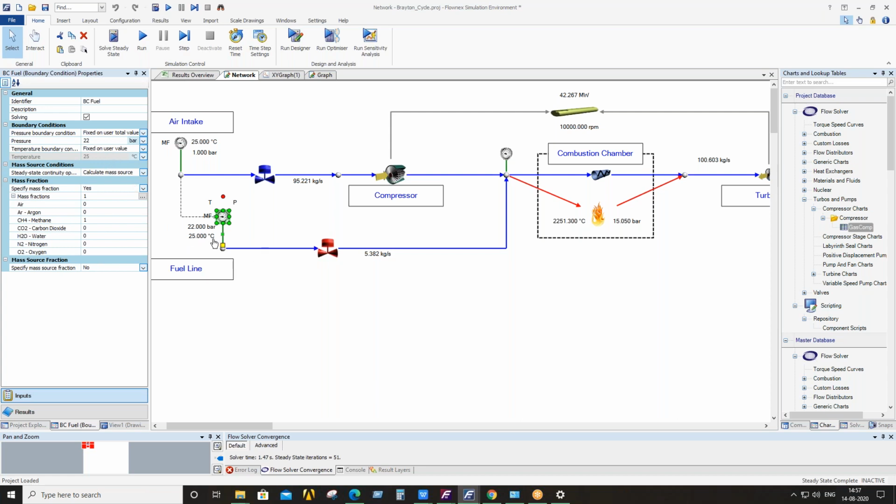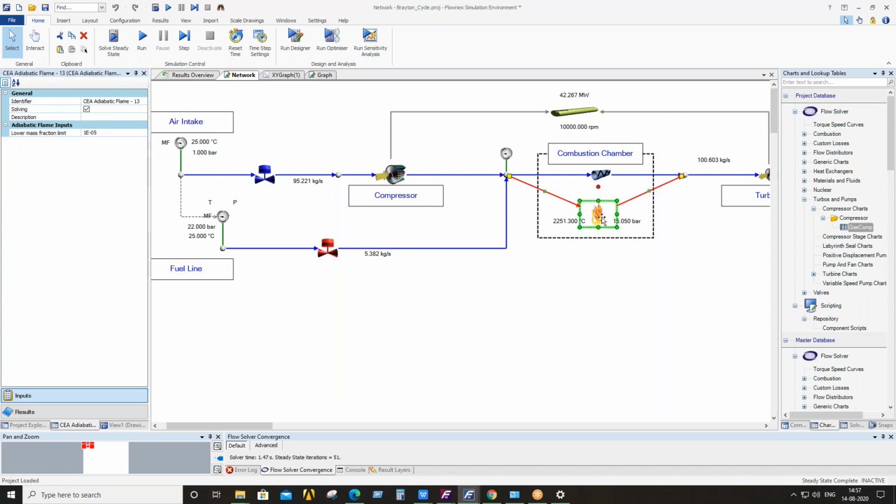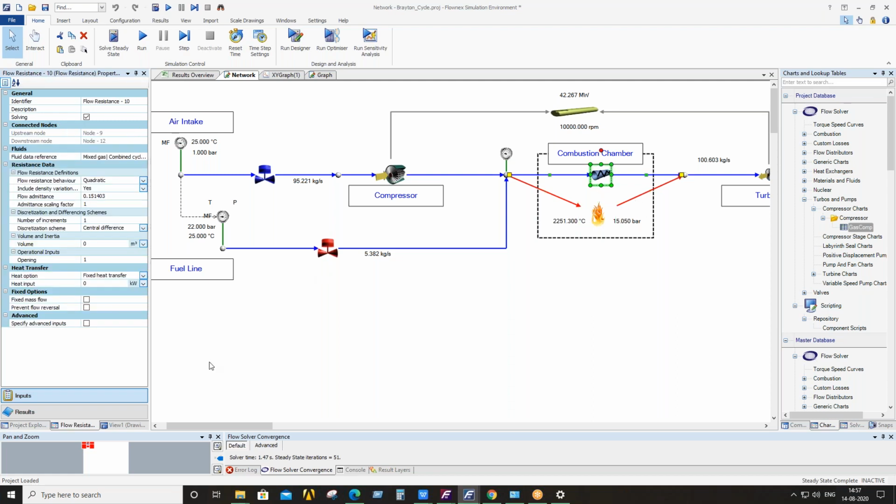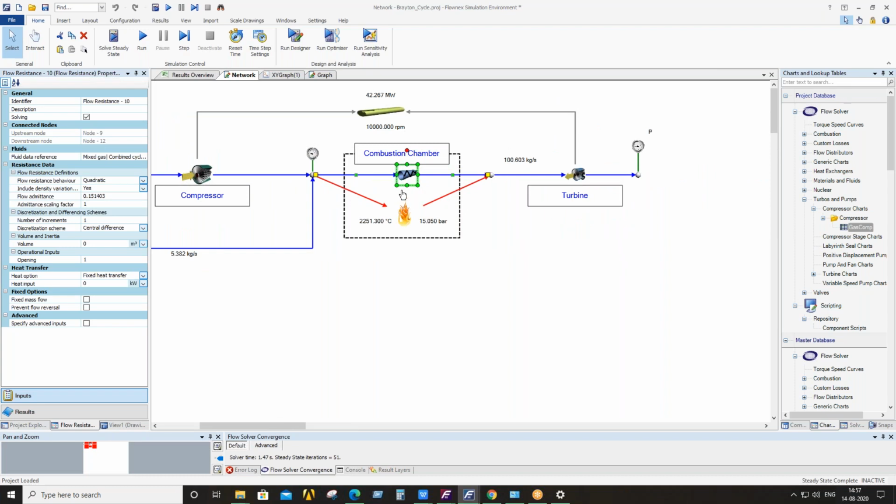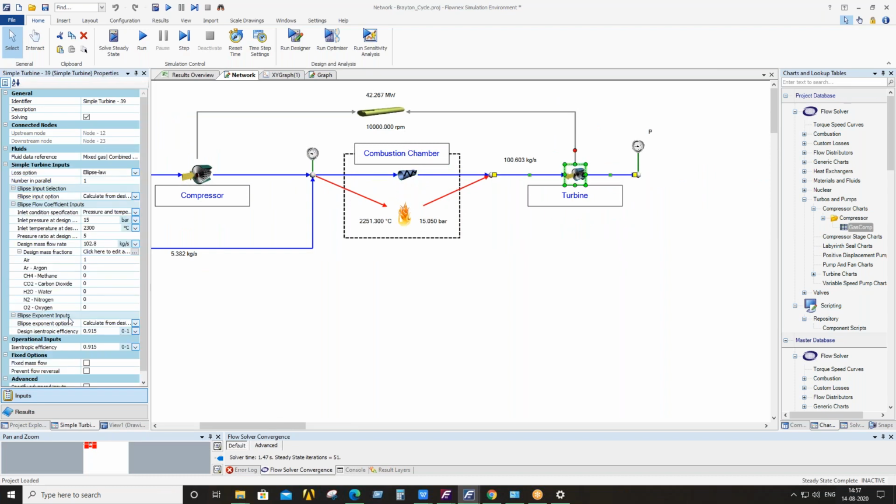temperature at 25 degrees Celsius. This methane goes to the mixing chamber, and from the mixing chamber it goes to the combustion chamber in which the combustion is taking place. In Flownex, there is one combustion option, the adiabatic flame. It calculates the oxidation reaction of methane with air, and the heat input is represented here, and it shows the temperature. The combustion chamber is maintained at a pressure of 15 bar, and after that it goes to the turbine. The gas turbine operates between the pressures of 15 bar to 3 bar.